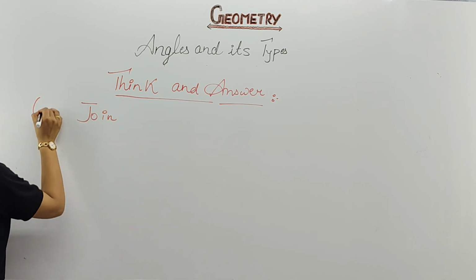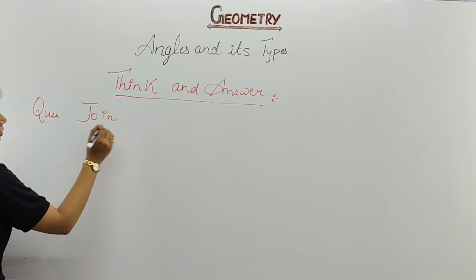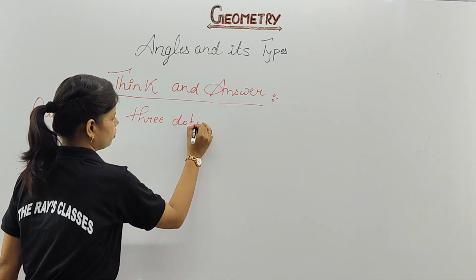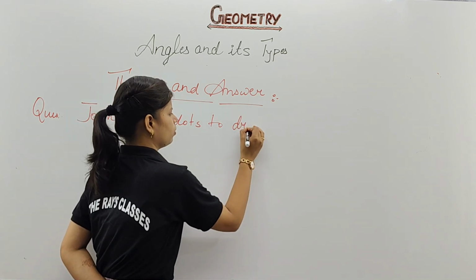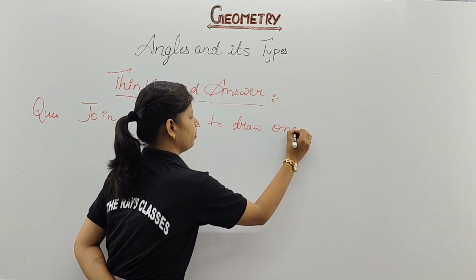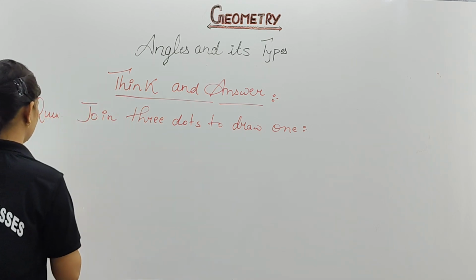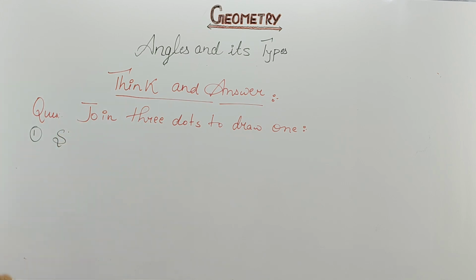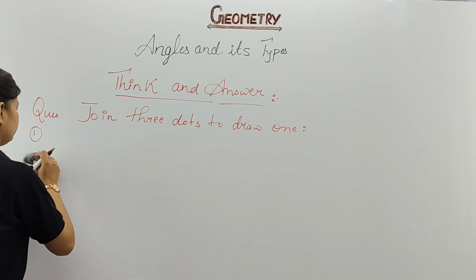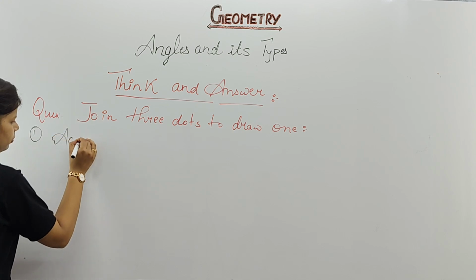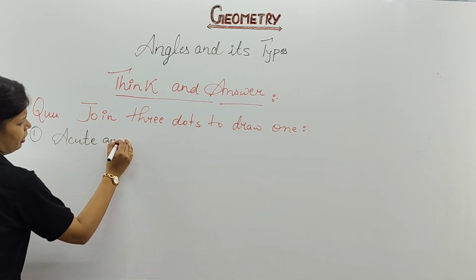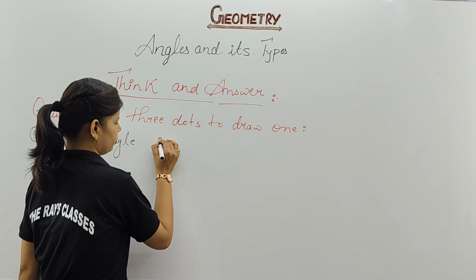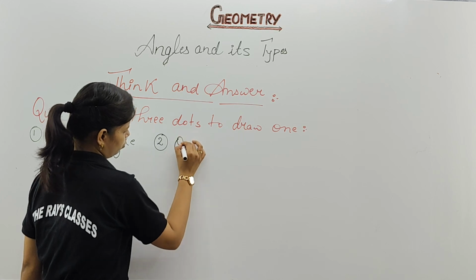join 3 dots to draw one what? Your first will be your acute angle. Then you will think what type of question ma'am is giving, what she is going to do with the help of dots. Second is your obtuse.